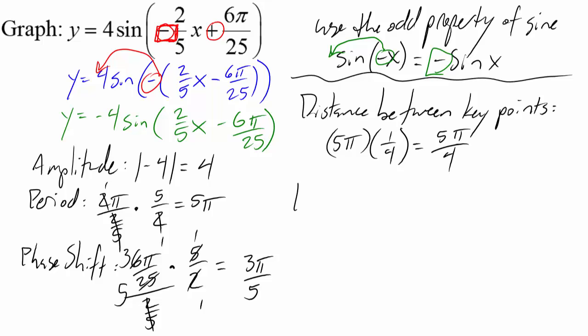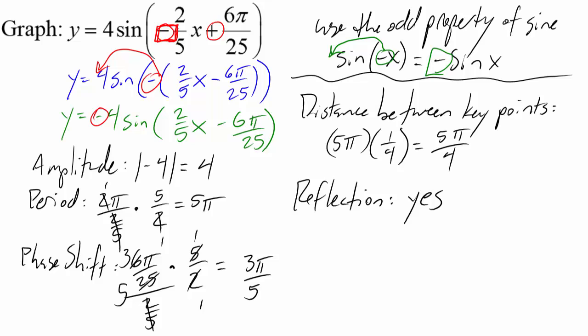Now we want to look and see if we have a reflection. So we want to check and see, do we have a negative in front of our new and improved function? And sure enough, yeah, it's still there in front of the 4. So yes, we do have a reflection over the x-axis.